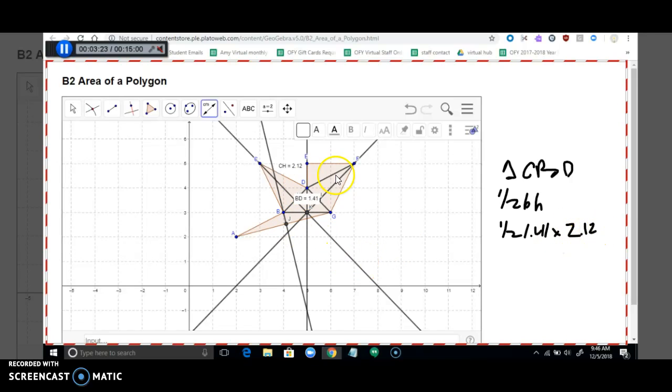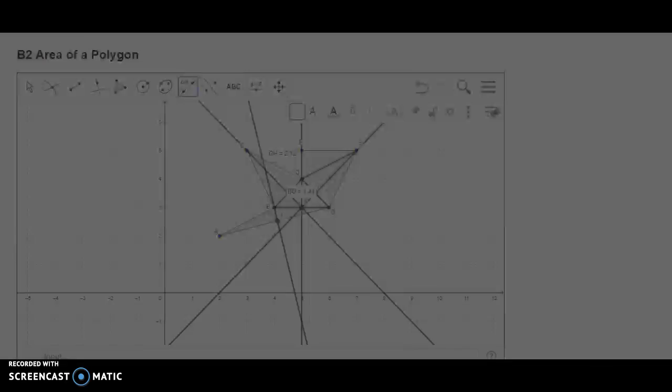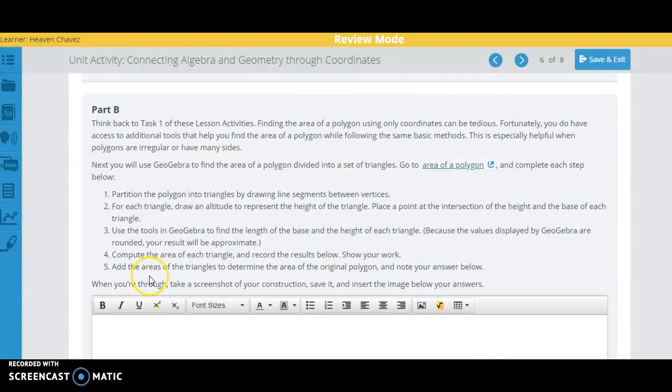Okay, so you are going to do this for all of these triangles. 1, 2, 3, 4, 5 triangles, all right? You're going to find the areas of the other ones, and then you're going to add them all together. It is going to be tedious, but it's at least not too hard of work, okay? Let's go back here. Compute the area of each, add the areas together. All right, so that should be it.